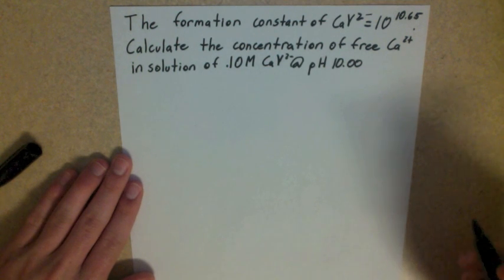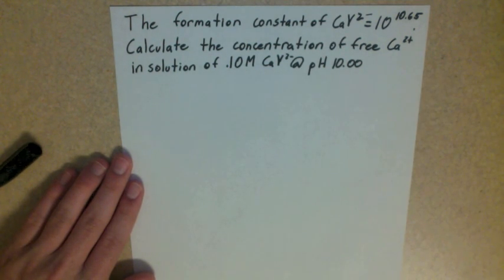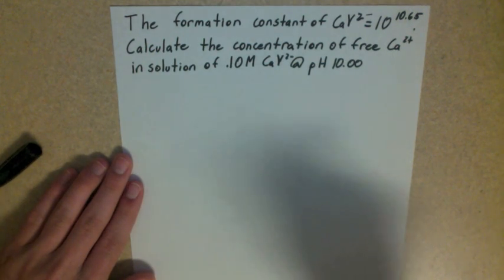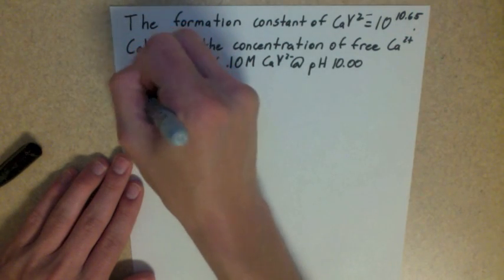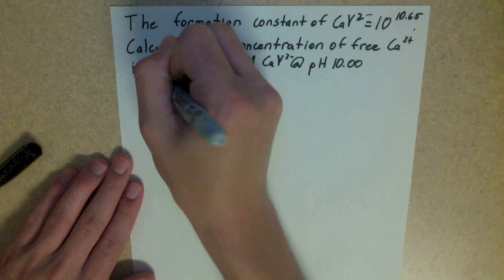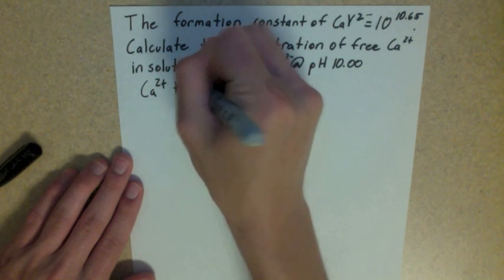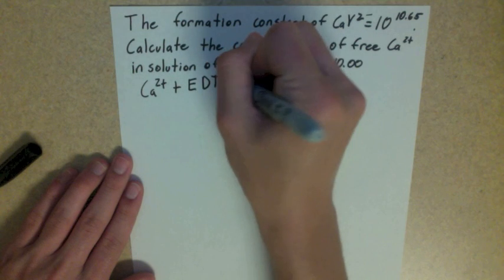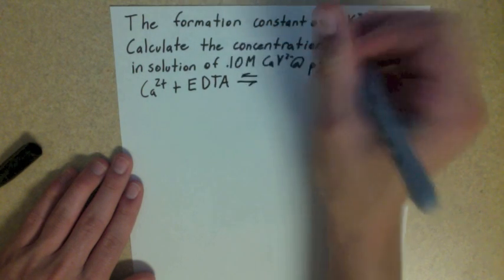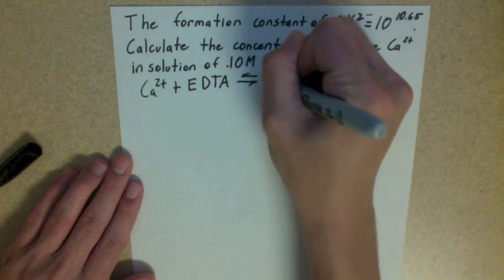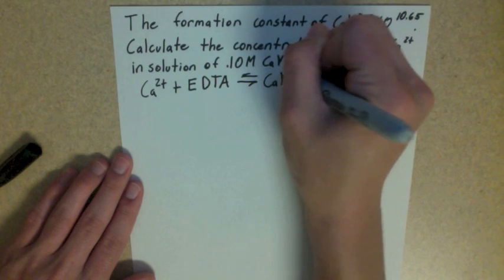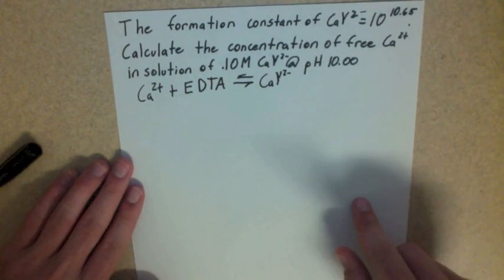In this example, we are given the formation constant of Ca(Y2-) and the concentration of Ca(Y2-). We need to figure out the concentration of free Ca2+ in solution at a pH of 10. First, we write the chemical equation. Calcium 2+ plus EDTA at equilibrium yields Ca(Y2-).